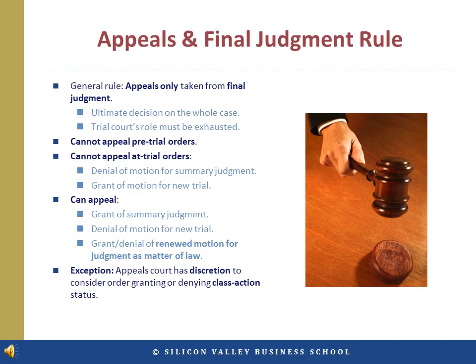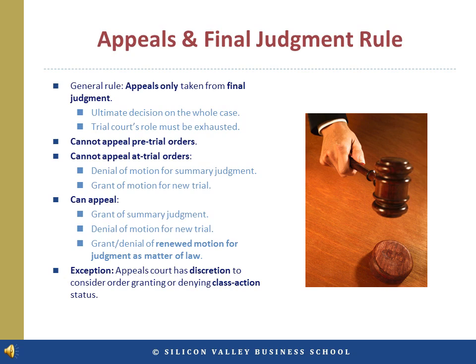The Courts of Appeals are established to consider cases after they've been through the entire process available at trial court. The final judgment rule is a general rule that appeals can only be taken from a final judgment. An appeal from most pretrial orders is typically considered interlocutory, temporary or provisional, and therefore not appealable.